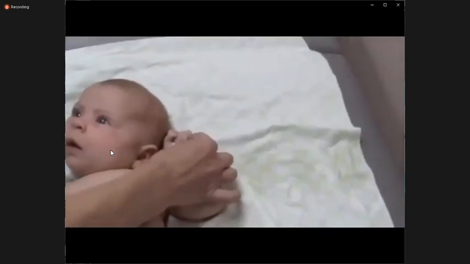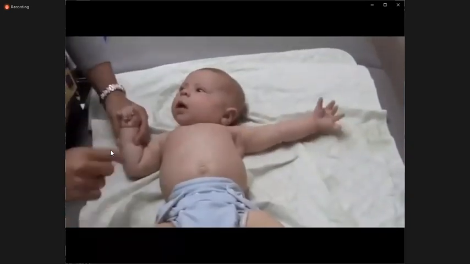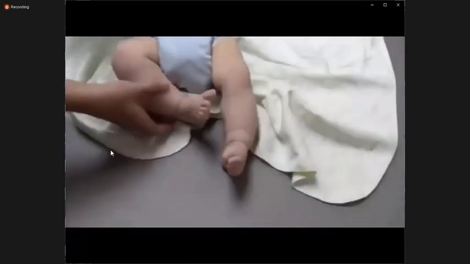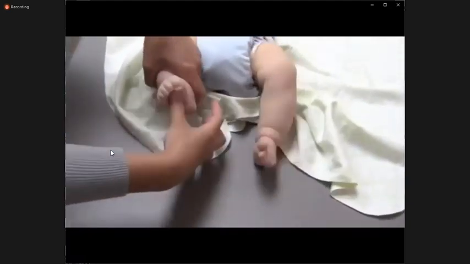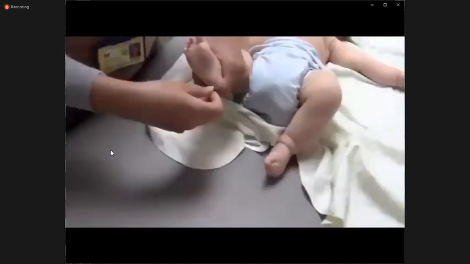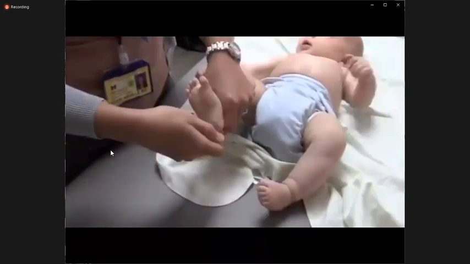We can also demonstrate the plantar grasp reflex as well. An upgoing or extensor toe response can be normal in babies up to the age of about a year.